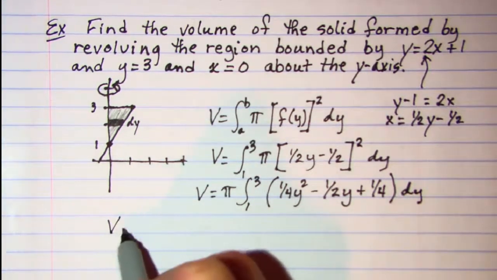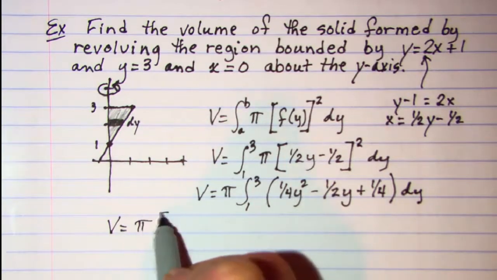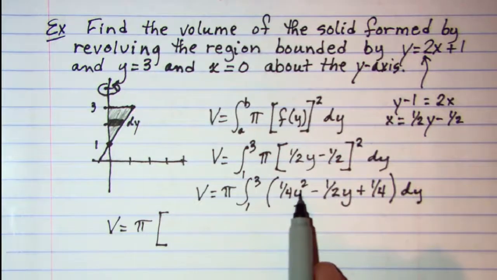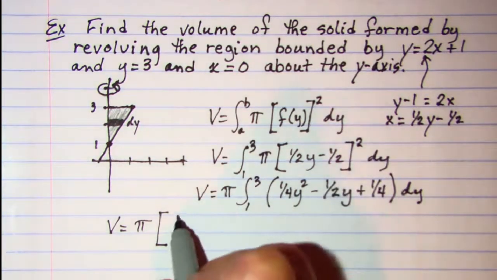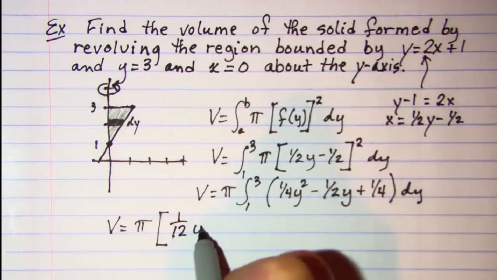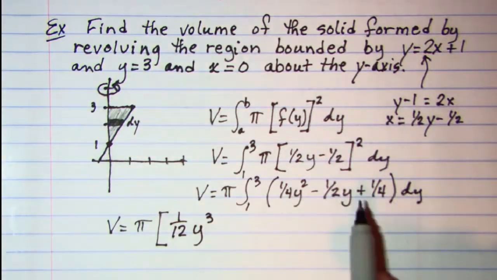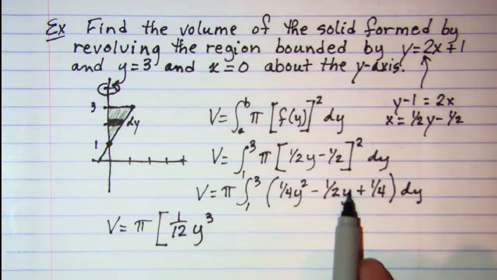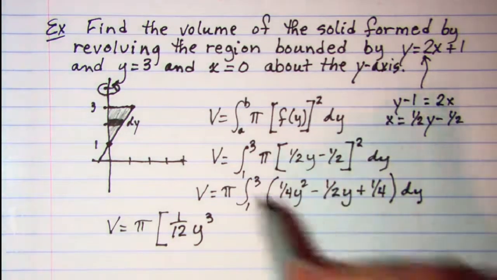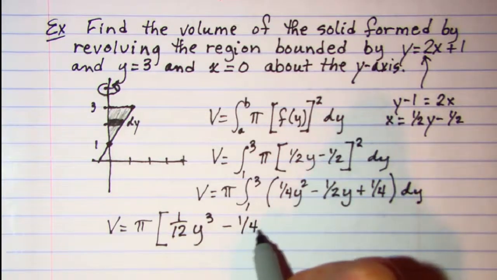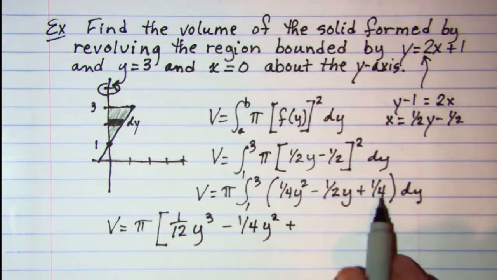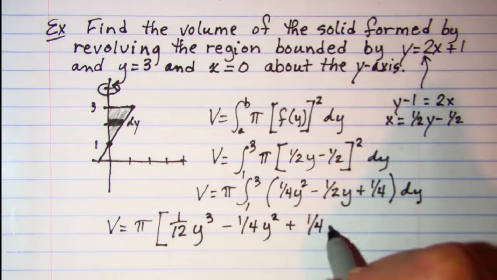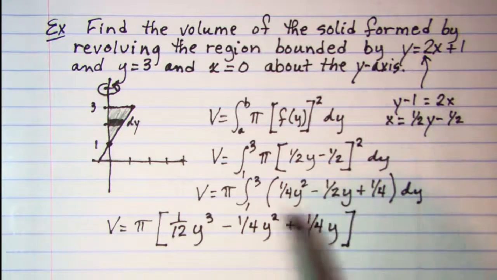I'm just going to use my power rule. If I increase my exponent by 1 and divide by the new exponent, I have y cubed, and that'll be 1/12. And then this will be y squared, so my coefficient is 1/4. And then this one will be 1/4 y. And I'm evaluating from 1 to 3.